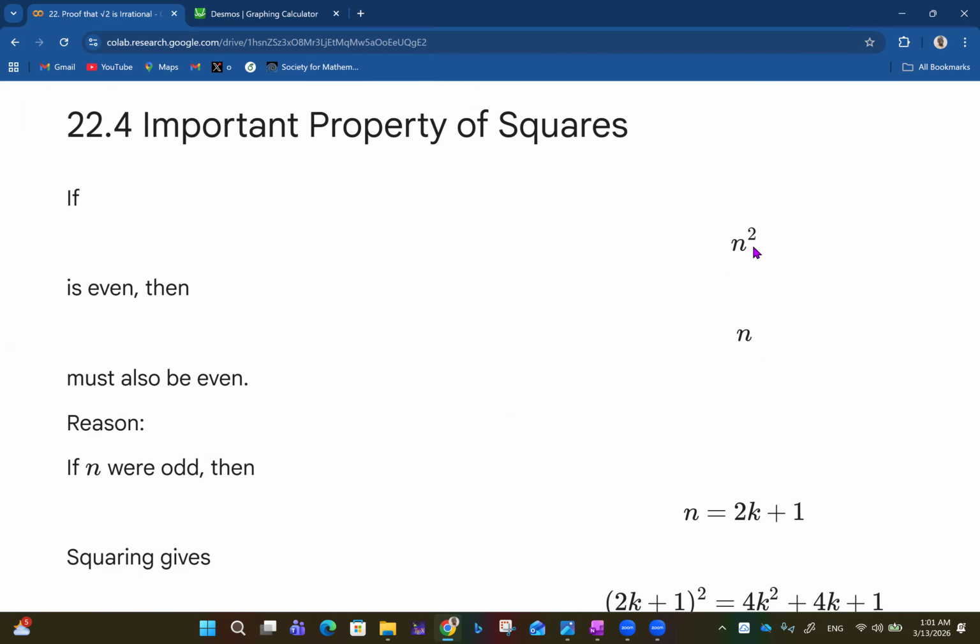It's not possible. So try all odd numbers and square them. The square of every odd number gives an odd number, and the square of every even number gives an even number. That's what we are saying. So if n squared is even, then n itself is even automatically.